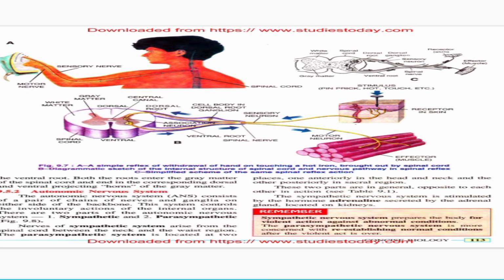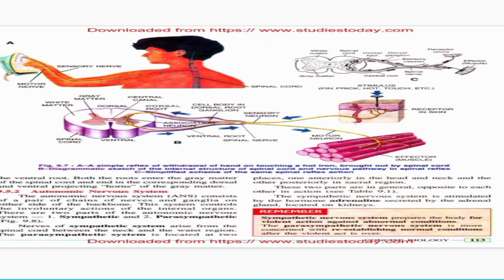Next, talking about the autonomic nervous system. The autonomic nervous system is also composed of two parts. One is the sympathetic and the other is the parasympathetic. The sympathetic nervous system arises from the spinal cord between the neck and the waist region. So between the neck and the waist region, whatever nervous system is there, that is known as the sympathetic nervous system. Its functions are different compared to the parasympathetic.